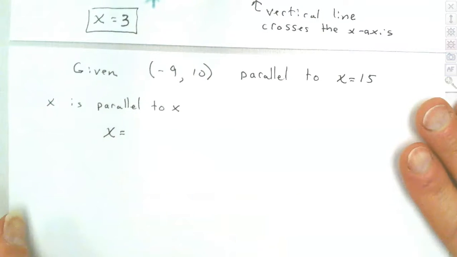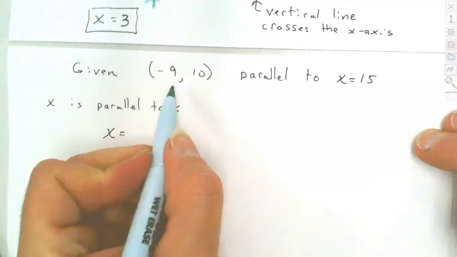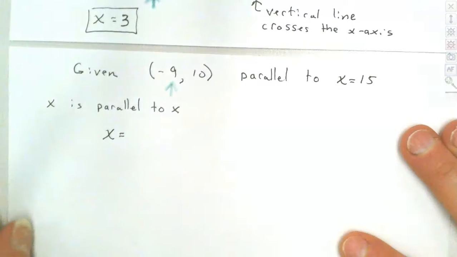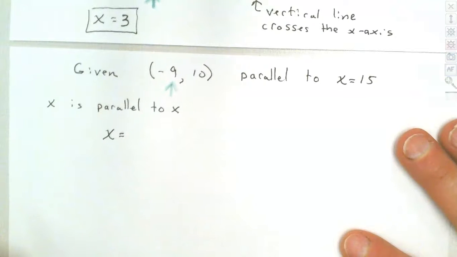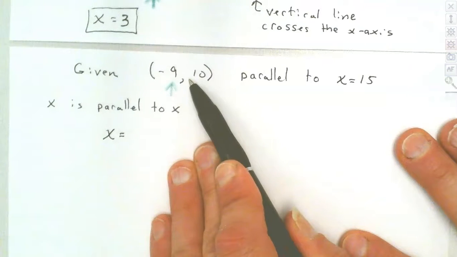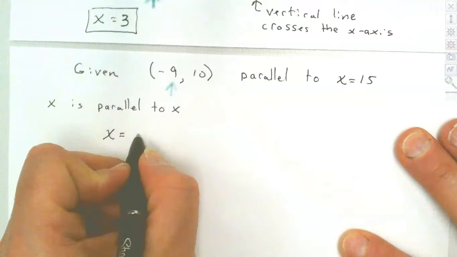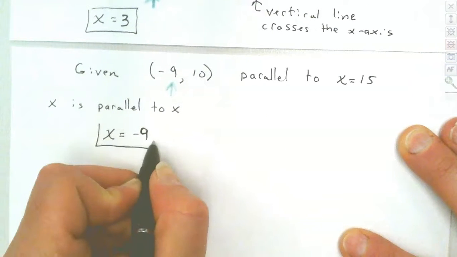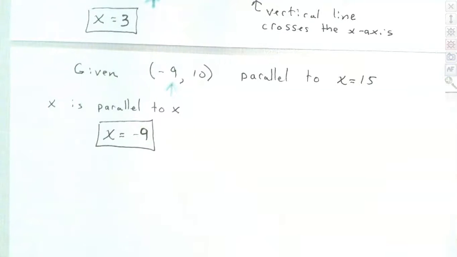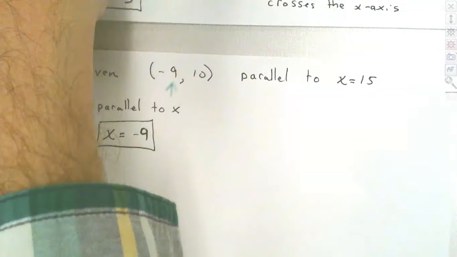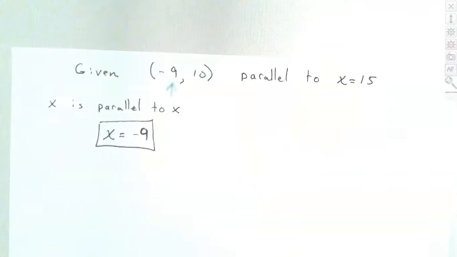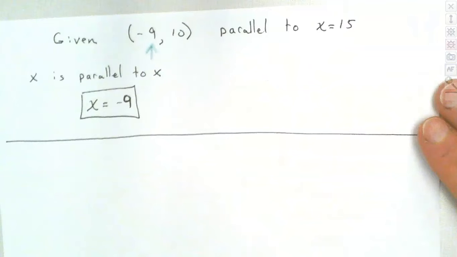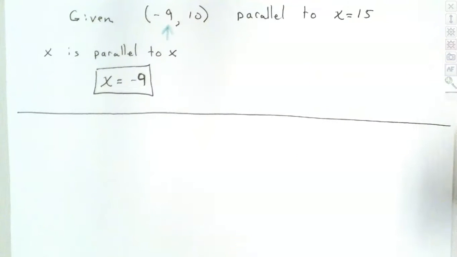And so in our case, when we look at our ordered pair, what's the x component? -9. So what would be parallel to that line, x equals 15, that goes through -9, 10? Well, that's going to be an x line, and that's going to simply be x equals -9. So x is parallel to x. What about y? Well, y has to be parallel to y as well.